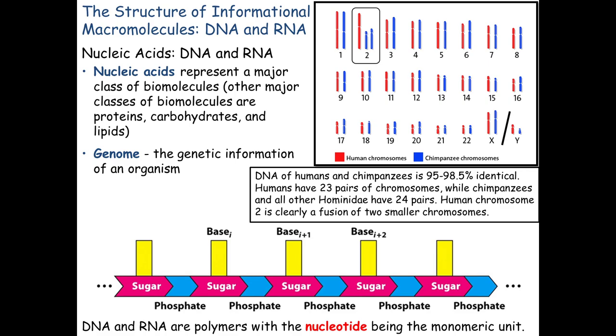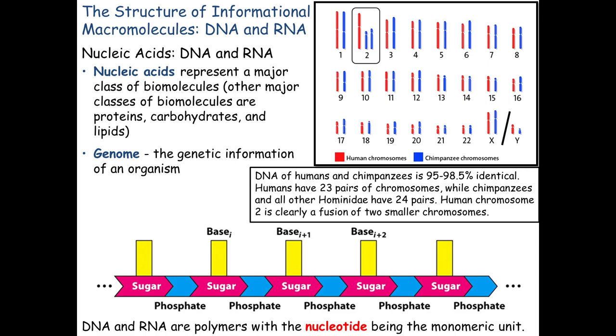That unit is called a nucleotide, right? So it's the sugar with the base attached and a single or more, in this case single, phosphate on it. So a sugar plus base and phosphate equals nucleotide, right? That's the repeating unit, the monomeric unit, okay?